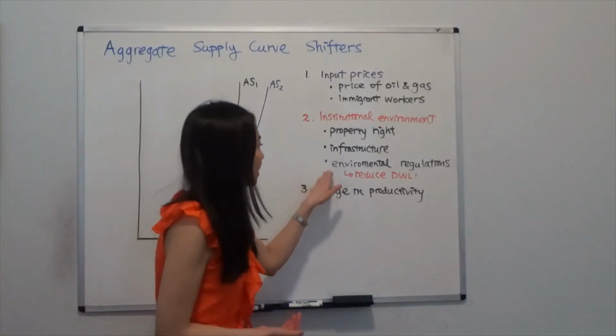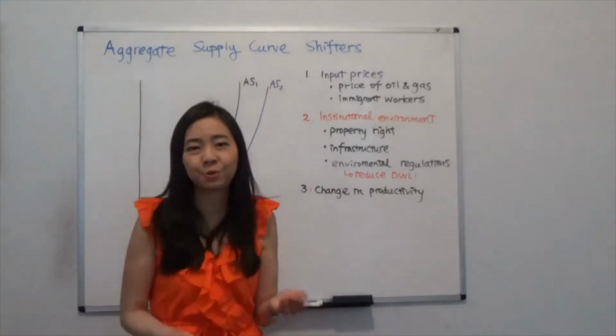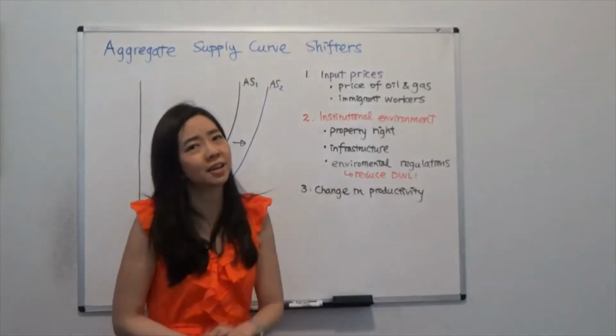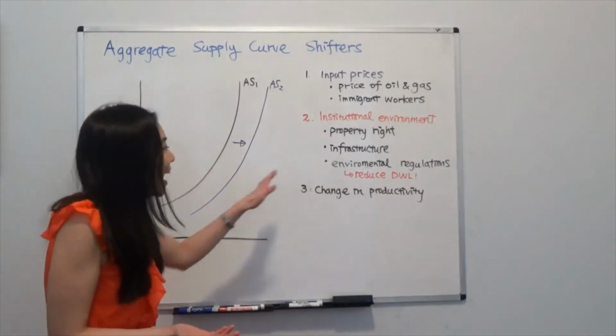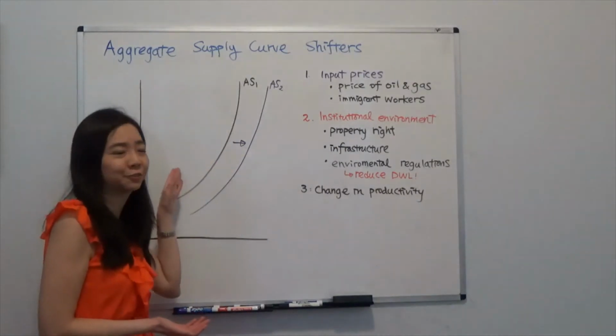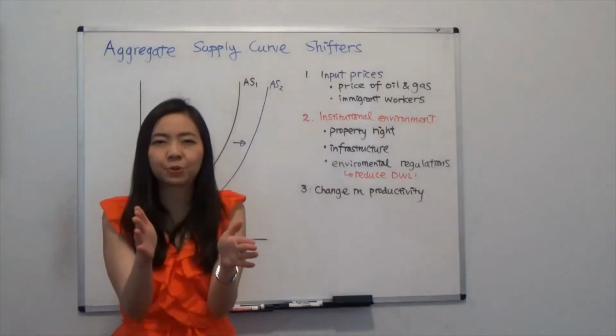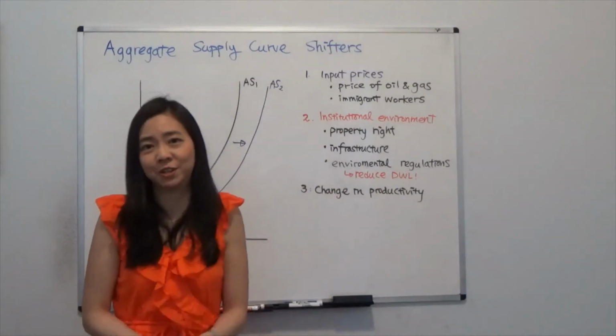And government regulations. So for example, government tells you, yes, you can produce goods and services, but you cannot pollute the air, you cannot destroy the environment. And that is going to shift your aggregate supply curve to the left. And that might give you a false impression that, hey, government regulation is a bad thing. Actually, it is actually a good thing.